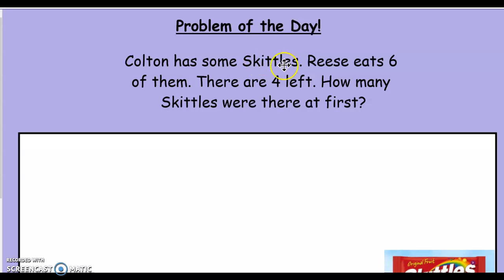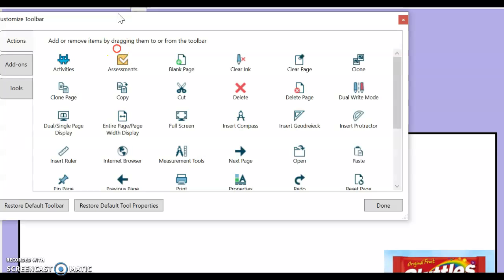So Colton has some Skittles. Reese eats 6 of them. There are 4 left. How many Skittles were there at first? Okay, so we're going to just write it down.